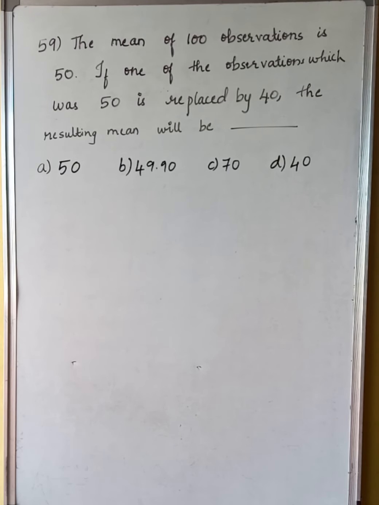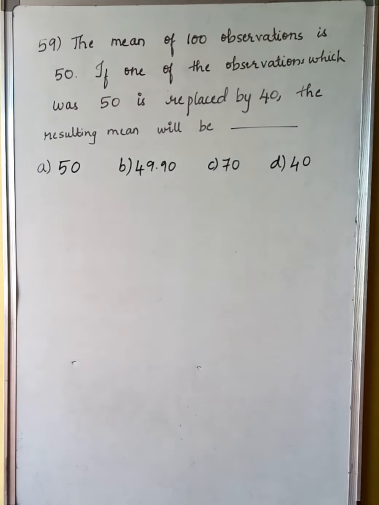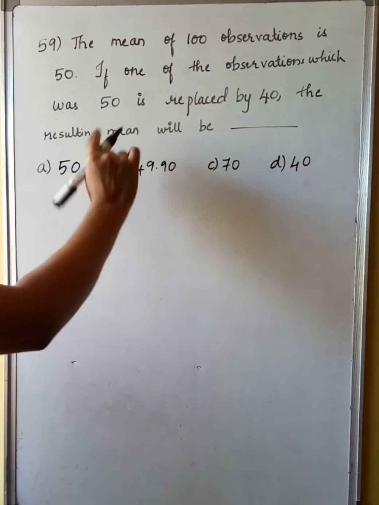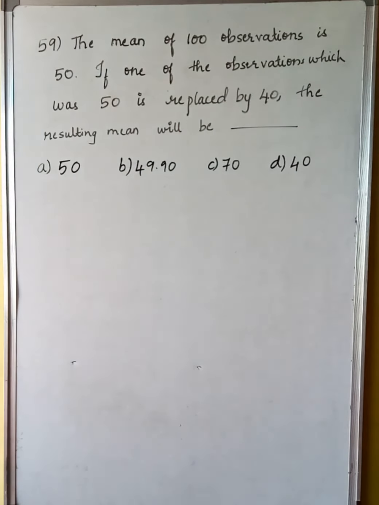Now let us continue with the 59th question. What it says here: the mean of 100 observations is 50. We have already solved two or three problems based on this, where observations were given as 2, 3. Here only one observation is given. The mean of 100 observations is 50. If one of the observations, 50, is replaced by 40, then the resulting mean will be? So when it is replaced by 40, what is the resulting mean they have asked?